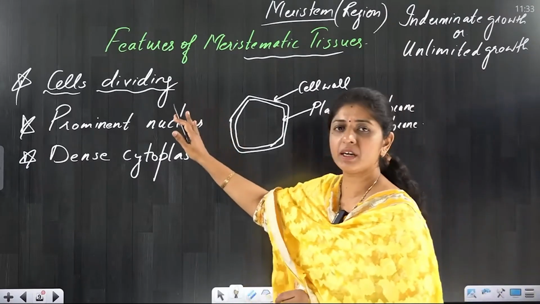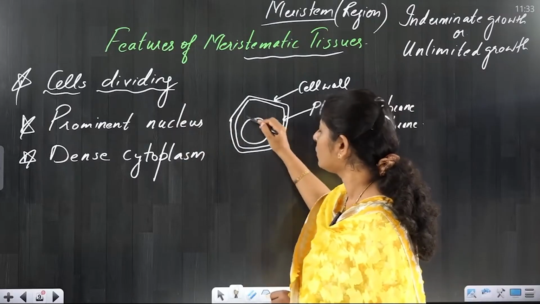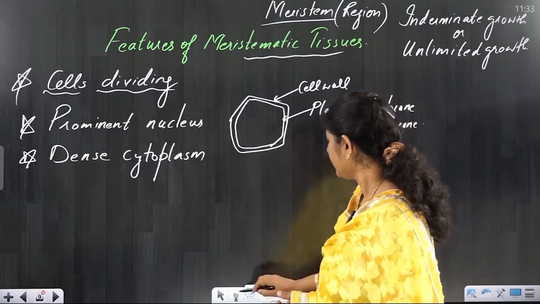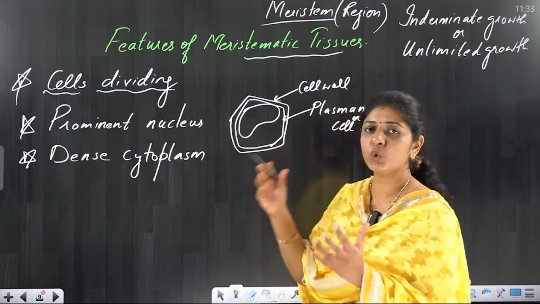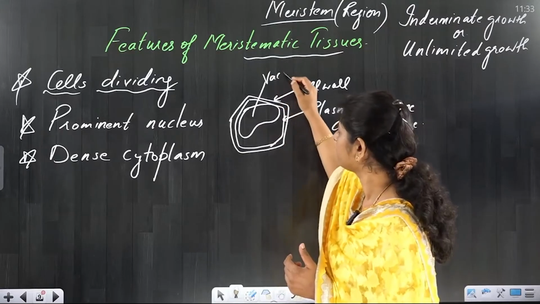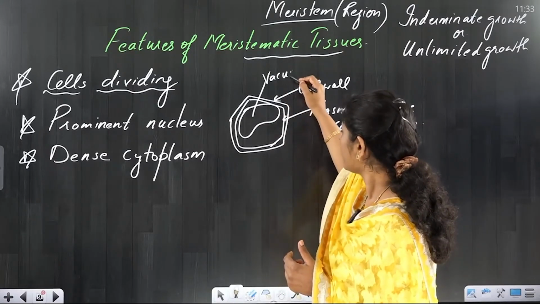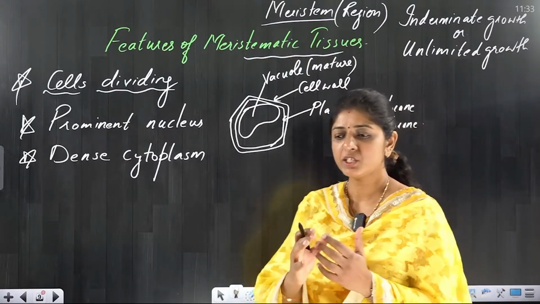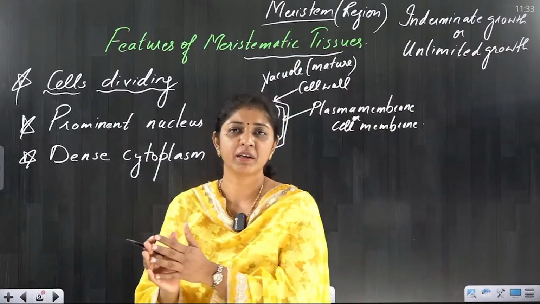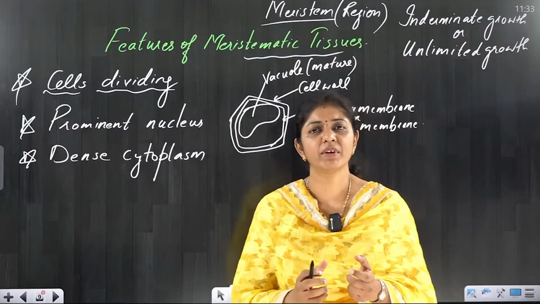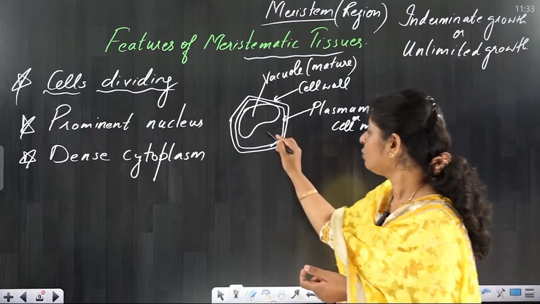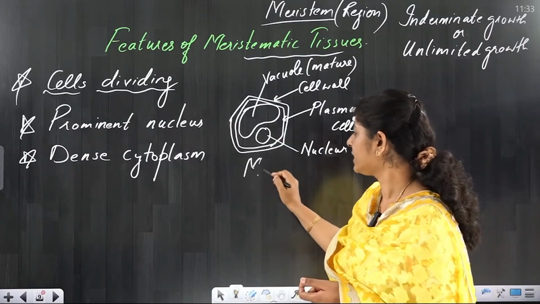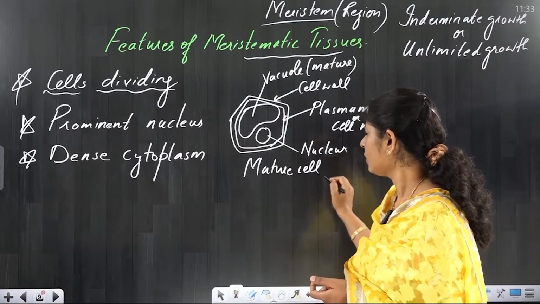In the case of meristematic tissue, you have the prominent nucleus. If it is a mature cell, then what will happen? In a mature cell, it has a big, large vacuole, right? Mature means the meristematic cell, when differentiated, becomes permanent. Then usually those permanent cells have this vacuole over there, and the nucleus will be here at this point. But this is the condition of which cell I said? Mature cell, not the meristematic cell.